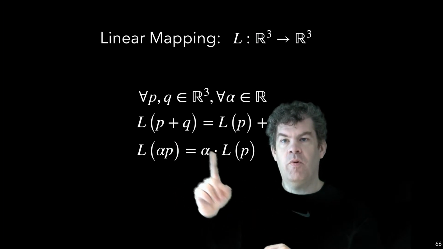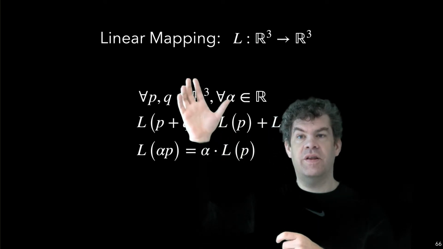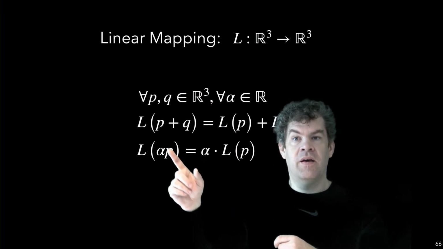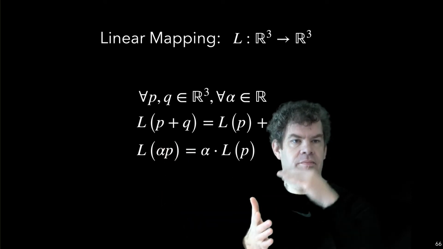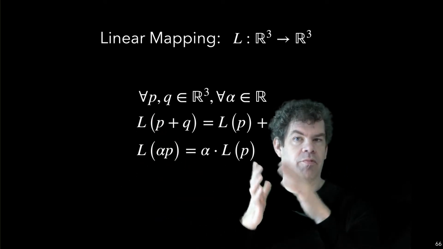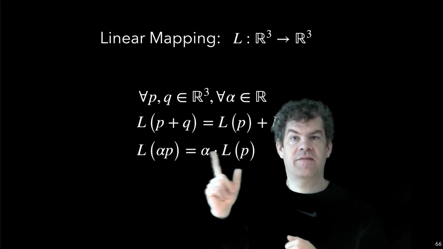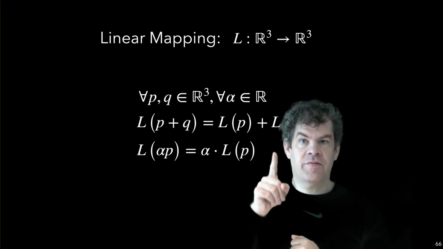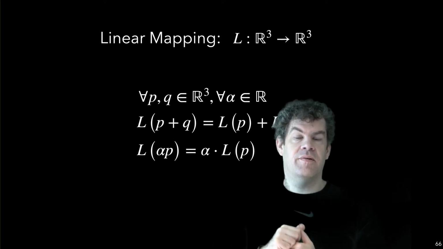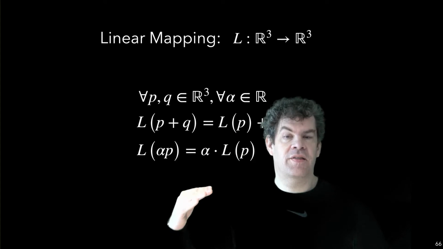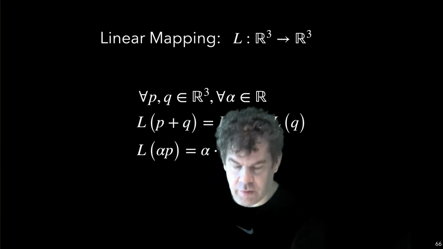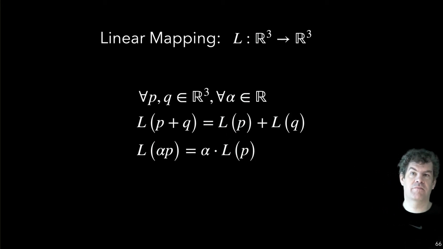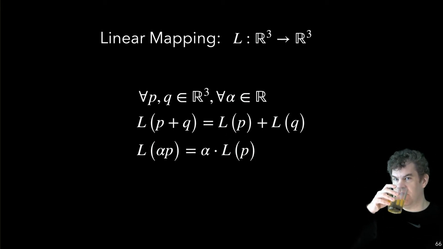Now what's the second criterion for a linear mapping? If I take my vector space element, the point, multiply it with alpha, I get some new point, and then I transform it with whatever my transformation is. That again has to be equal to the transformation of the point alone, then multiplied with alpha. If these two things hold, then my mapping L is a linear mapping. If one of those two is violated, it's a non-linear mapping. As simple as that.